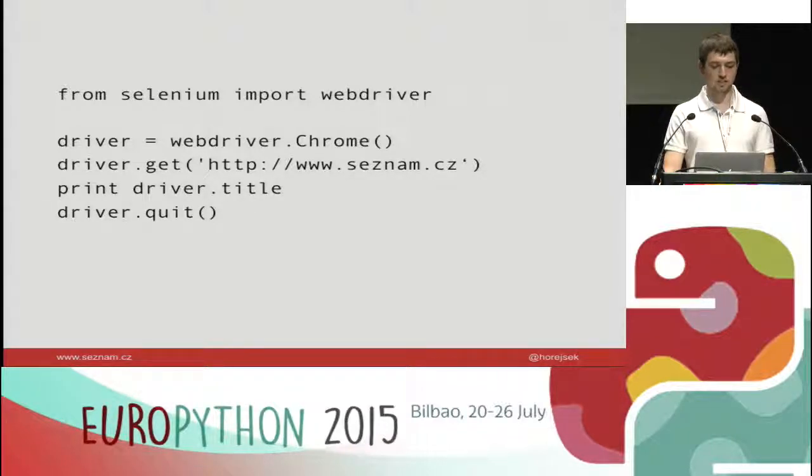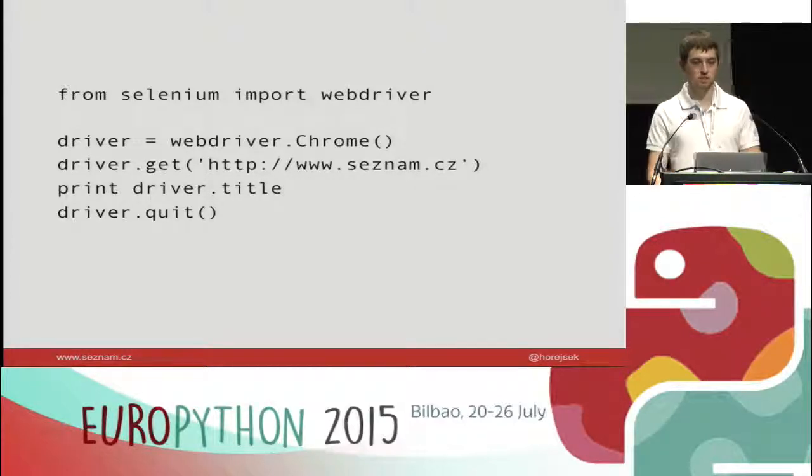You firstly import something, then you open a browser. In this example, it's Chrome. Then you get some page. It's our homepage, for example. Then print the title of that page. And after that, just quit, closing the browser. I'm sorry for these comments. It's pretty dummy, and I don't like these comments in code, so I will not say it again in this talk.